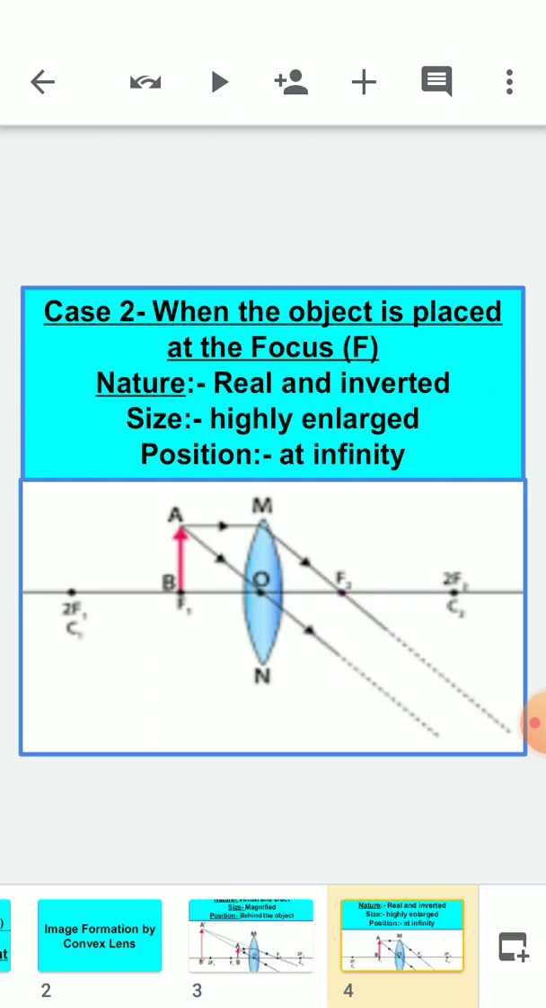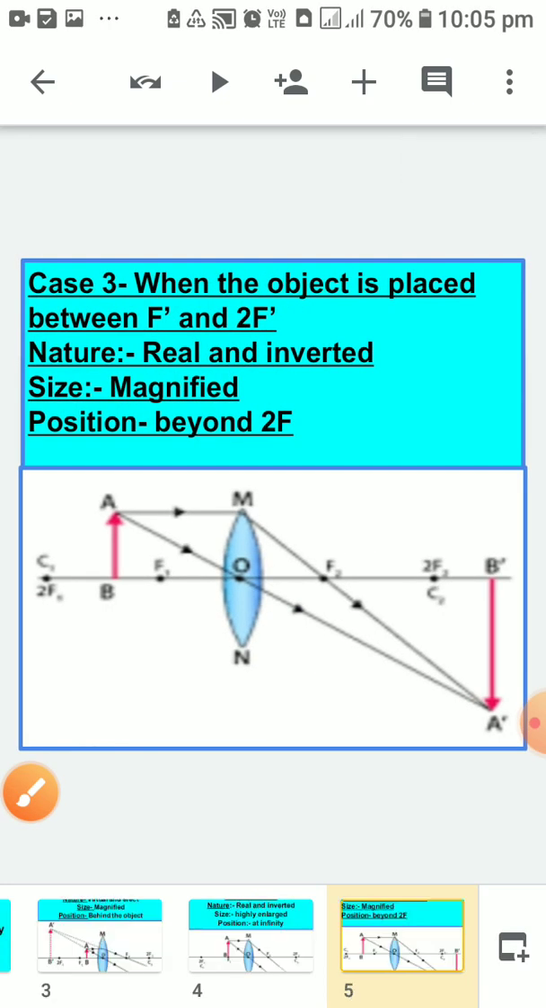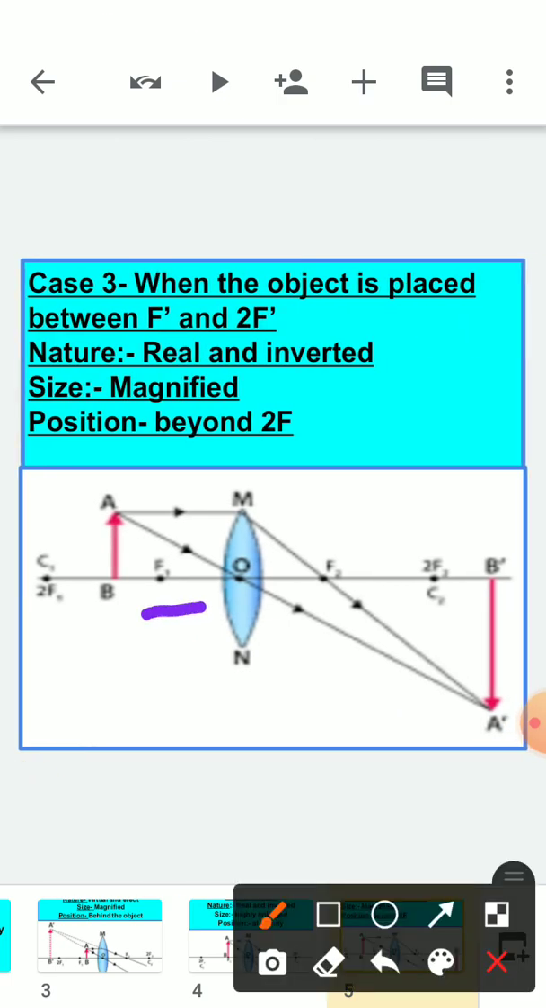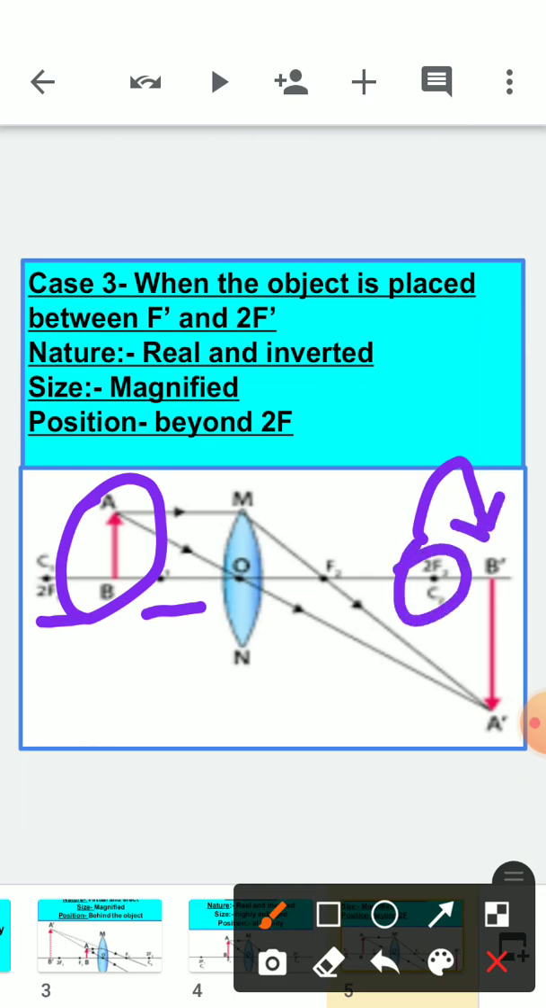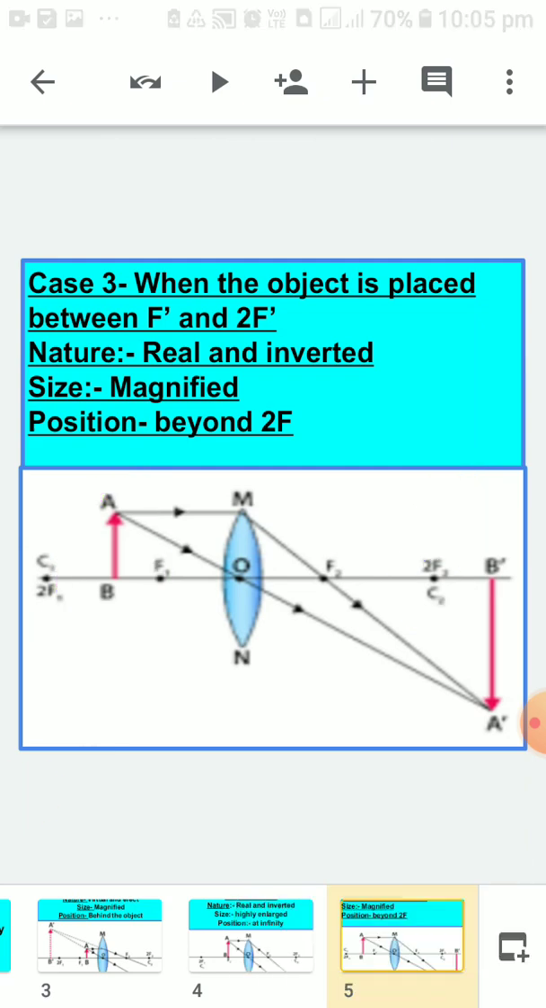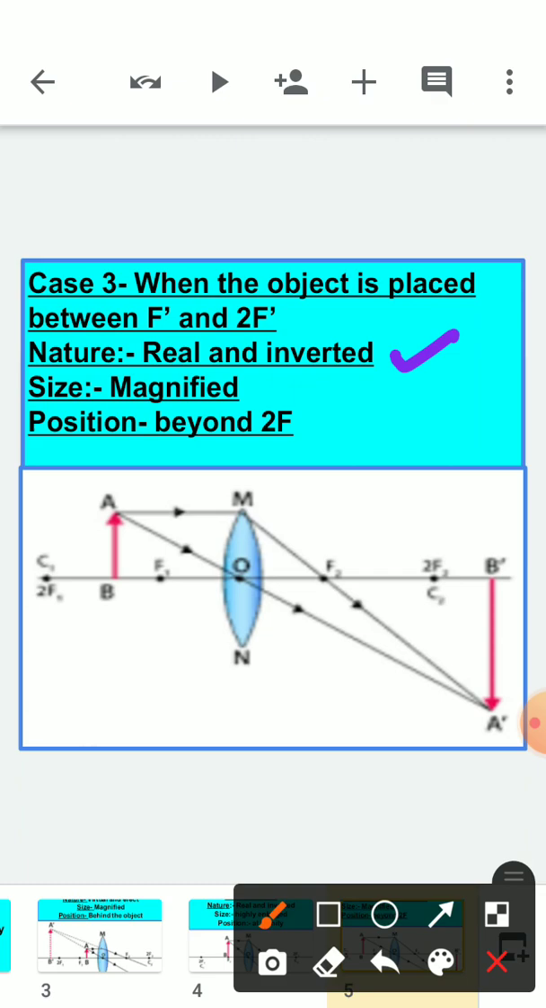The third case is when the object is placed between F and 2F. Now in this case, you can see clearly object is placed between F and 2F. This is our object. And the two refracted rays are meeting beyond 2F. This is our 2F point. Size is larger than the object, it is magnified. So we can write down the nature is real and inverted, size is magnified or larger than the object, and position of image is beyond 2F.